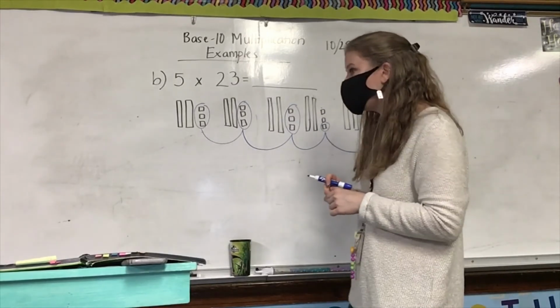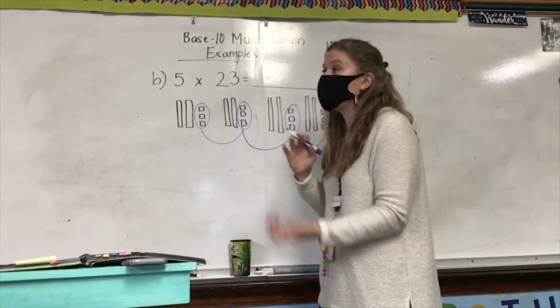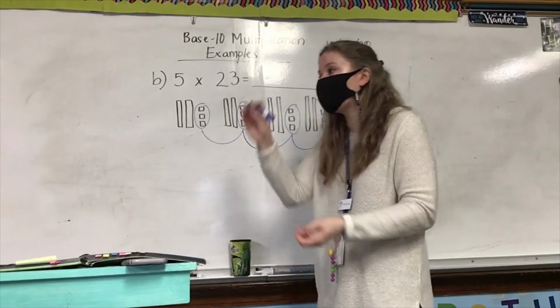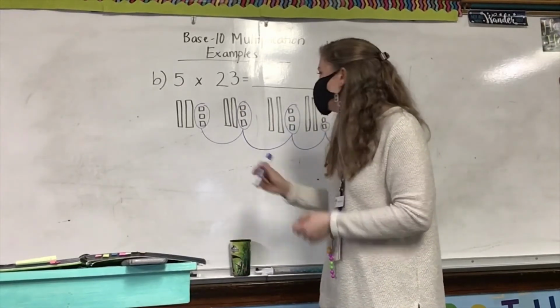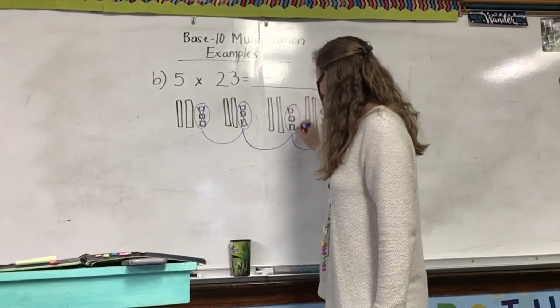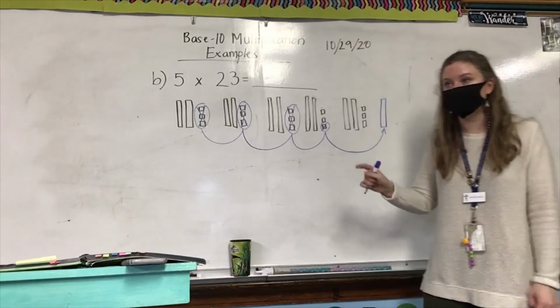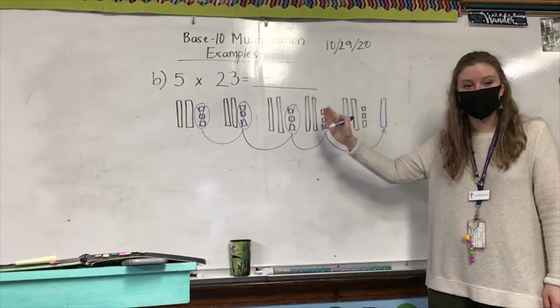And what should I do to make sure that I don't accidentally count those ones? What is not 100% necessary, but would be a really good idea? I'm going to cross out the ones I just traded. Make sure you're not crossing out too many. Make sure you're only crossing out the ones you regrouped, the ones you traded for a 10 rod.